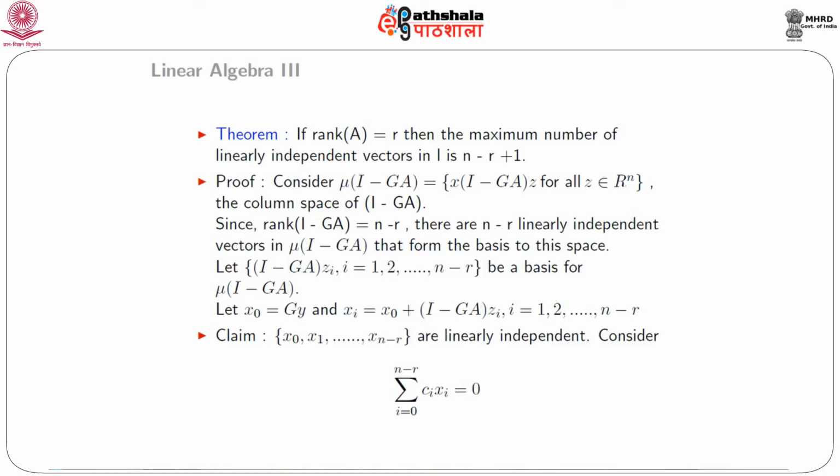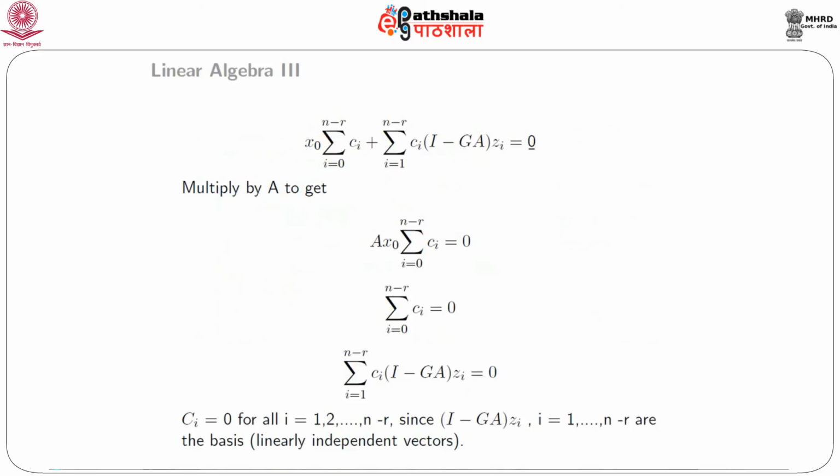Let (I minus GA)zi be a basis for the column space of I minus GA. Let x naught be Gy and xi be defined as given. Then the claim is the set is linearly independent. Consider the sum to be equal to 0. Split this sum into two sums as shown, multiply by A to get the first sum equal to 0. So, the second sum is equal to 0.